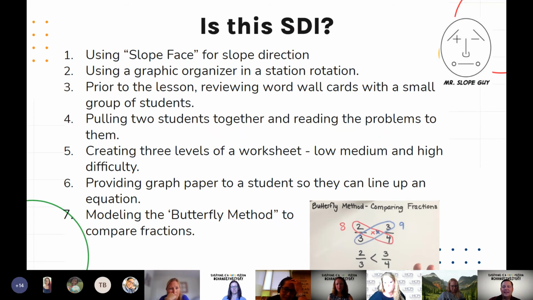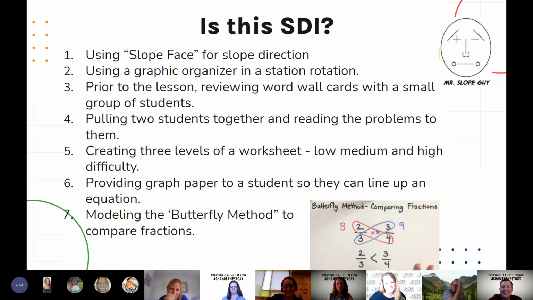All right, so we're not going to touch 1 and 7 because those are pet peeves of Skip and me. Any questions on these? I like Slope Guy. How do you use it? That's why it's the pet peeve.